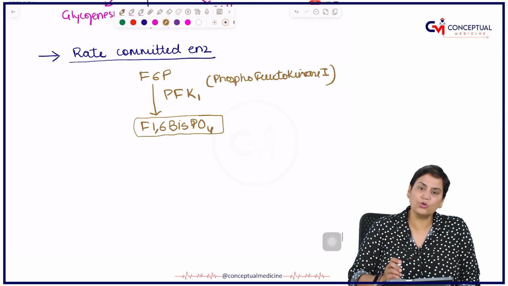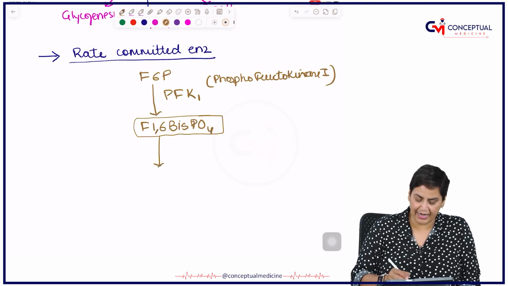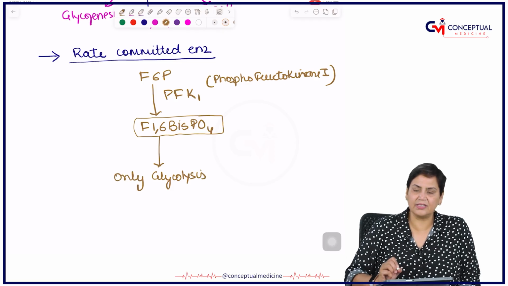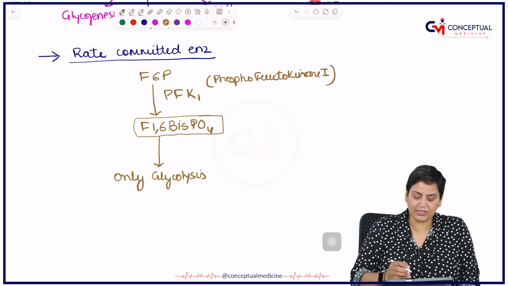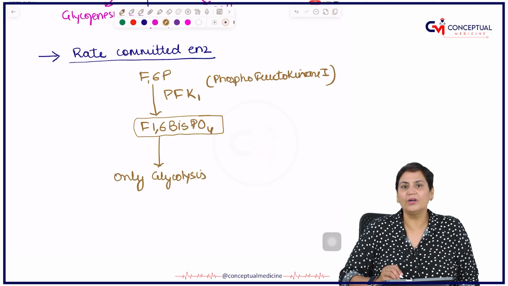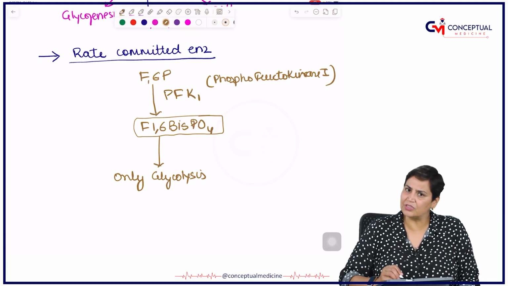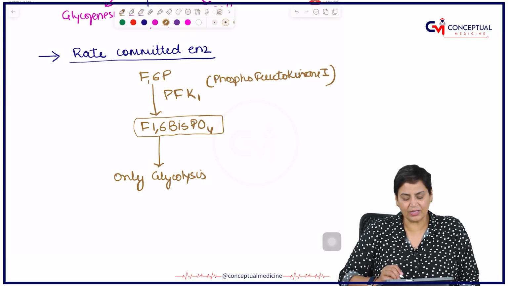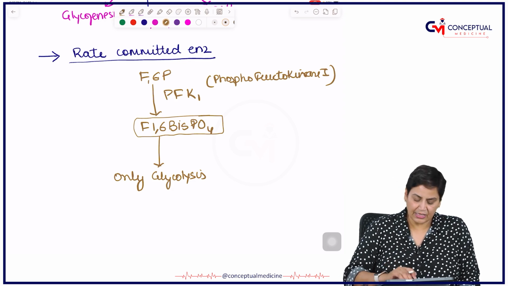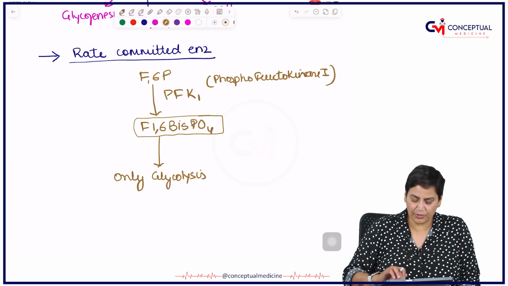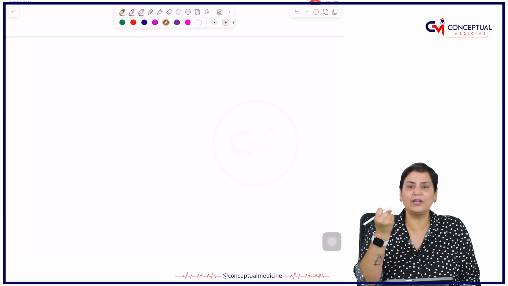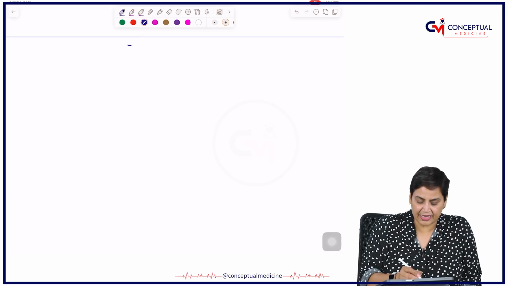Why? Because fructose 1,6-bisphosphate can only enter glycolysis. Only glycolysis, no other fate is there. So that means fructose 6-phosphate is committed to undergo glycolysis, whereas glucose 6-phosphate is not committed to glycolysis. It will undergo glycolysis, but along with glycolysis, it will undergo some other processes also. This is very important, right? So this is another aspect which I wanted to discuss with you. Now after this, we come to another very, very important segment of enzymes, isoenzymes.